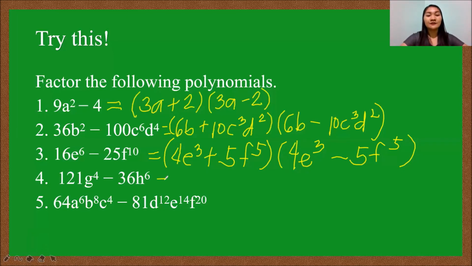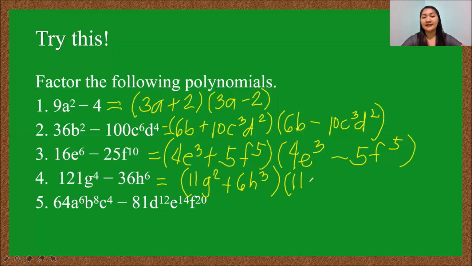So, the square root of 121g raised to 4 is 11g squared. And the square root of 36h raised to 6 is 6h cubed. Again, let's write it in the form sum and difference. Let's have number 5. So, the square root of 64 is 8.